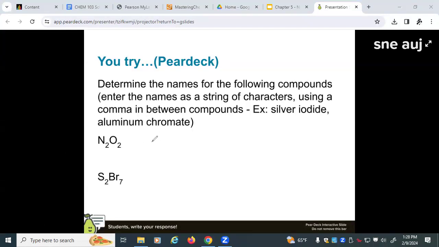All right, so for this first one, we've got nitrogen and we've got oxide. That would be the kind of two starting bases. What's the prefix for two? Di. And since it's two for each of them, then the same prefix would go with both, dinitrogen dioxide. Any questions with that first one?